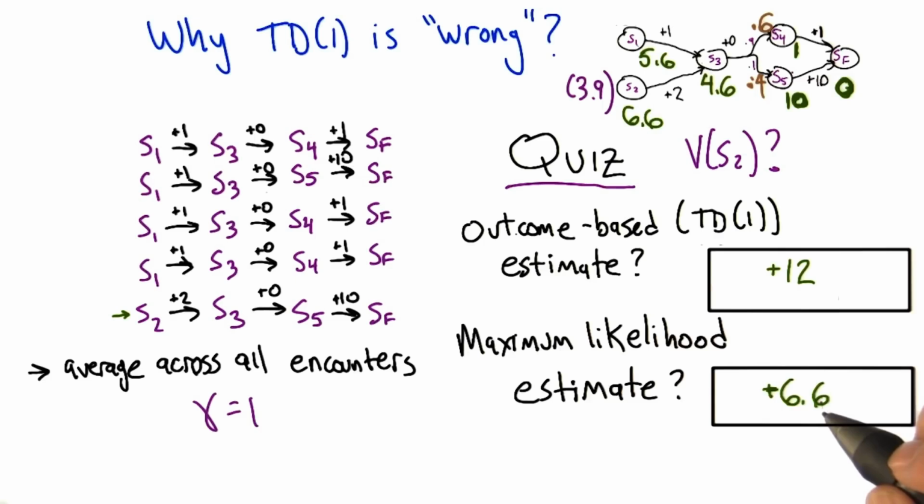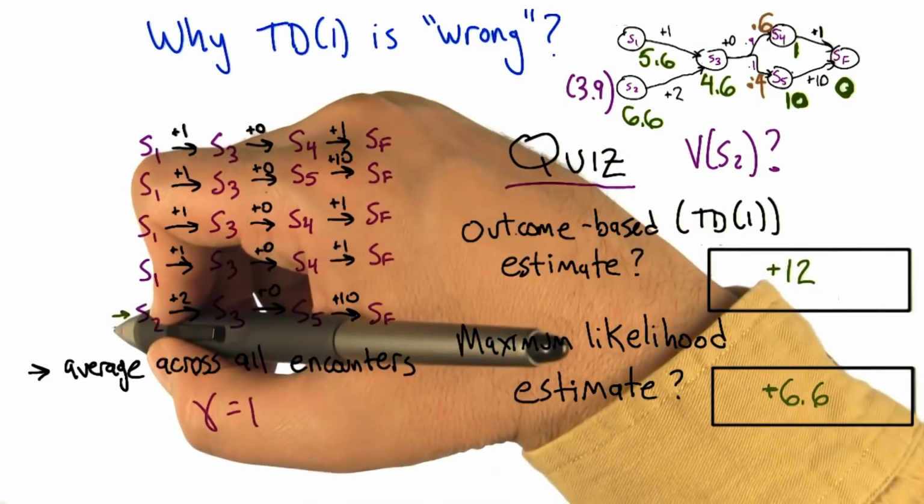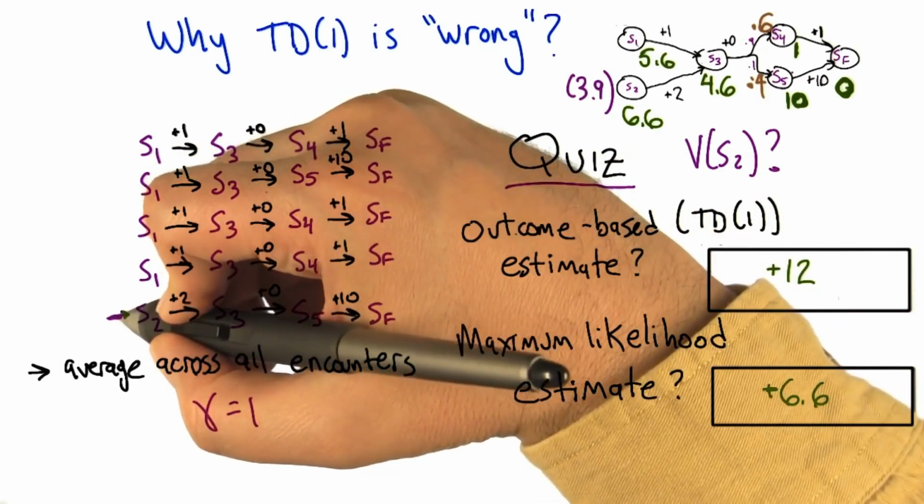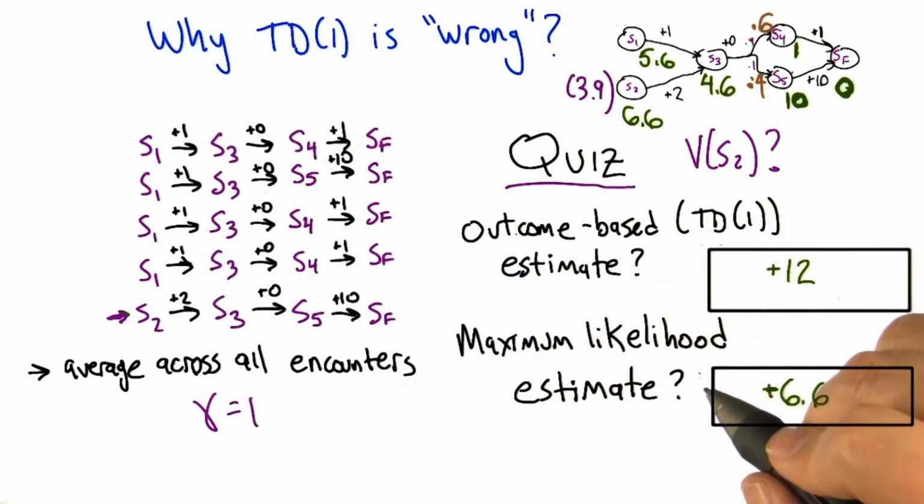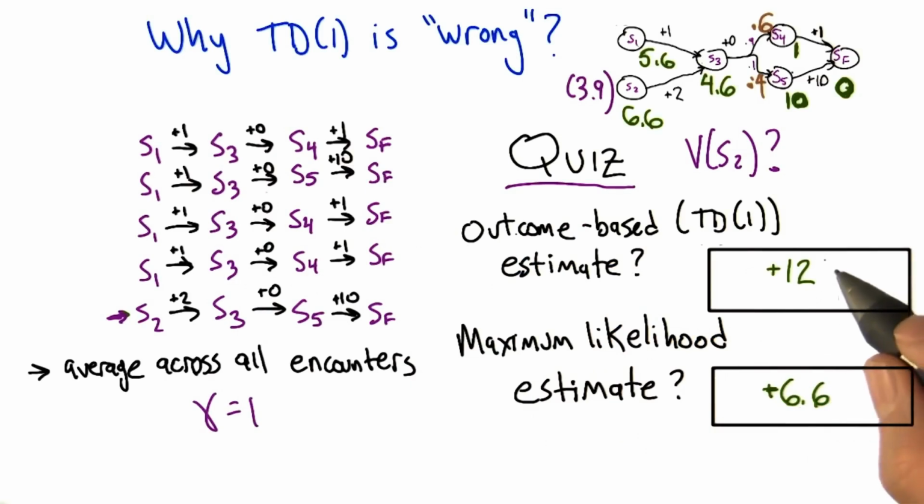Well, I think it's pretty simple, right? When we computed the outcome-based one, we basically only used one of the 5 trajectories to propagate information back. But when we did the maximum likelihood estimate, we used information from all 5 of the trajectories, even though we only encountered S2 once. And so that's just more information and it's more accurate. You would imagine that if I triple the amount of data, the 6.6 would very quickly get closer to 3.9, and the 12 might not move at all if I never see S2 again.